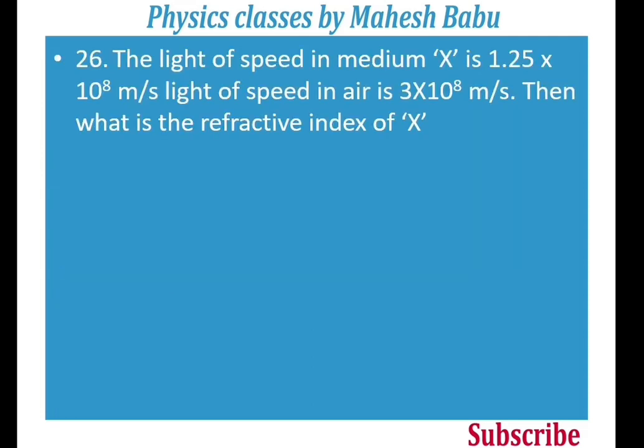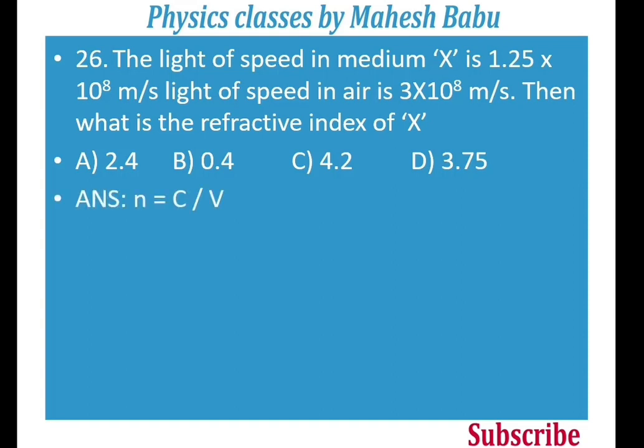Next, the speed of light in a medium is 1.25 into 10 power 8 meter per second and the speed of light in air is 3 into 10 power 8 meter per second. Then what is the refractive index of X? Now we know the formula for refractive index: n equal to c by v. They have given options also: 2.4, 0.4, 4.2, 3.75. C is 3 into 10 power 8 by 1.25 into 10 power 8. 10 power 8, 10 power 8 cancel. 3 divided by 1.25 equal to 2.4. So the answer is A.